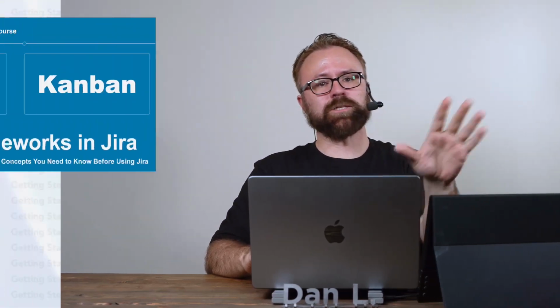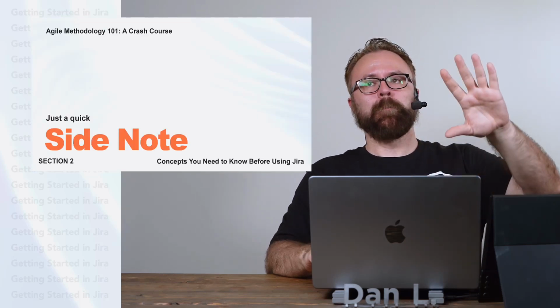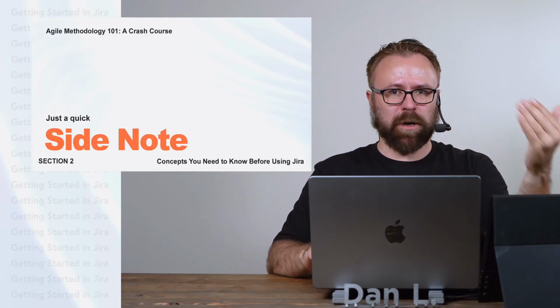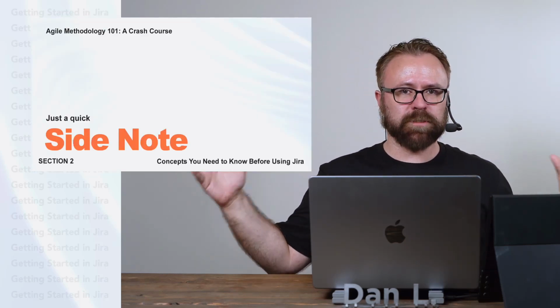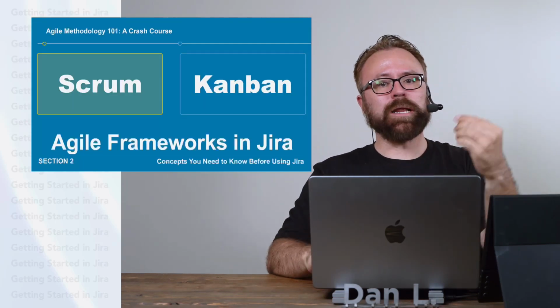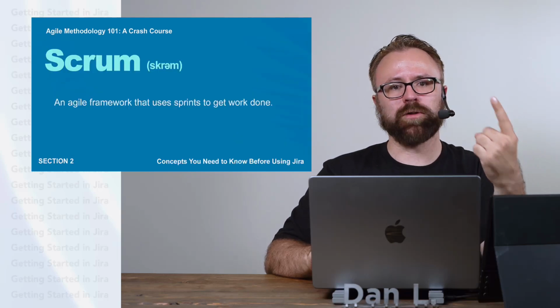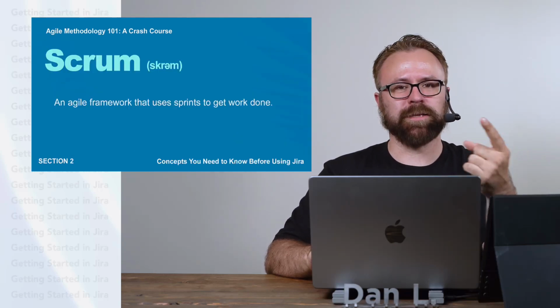So this is just another example of how Jira just assumes that you already know. So let's start with an overview of a Scrum board. As a quick side note, each of these frameworks could be entire courses by themselves, but remember, we're focusing on how they're used within Jira. And when it comes to Jira, there's really one key difference between how these frameworks work inside of Jira.